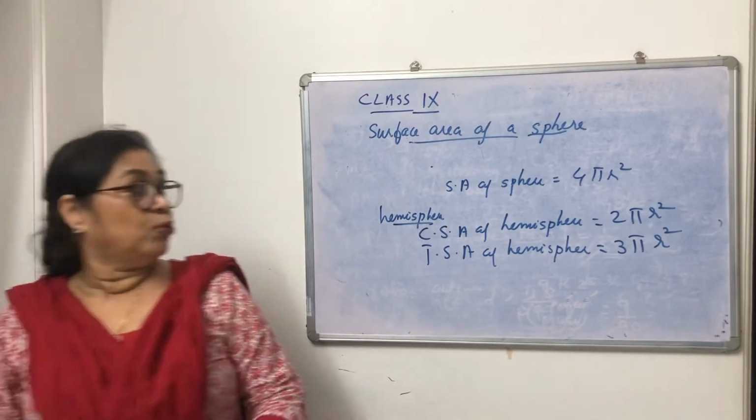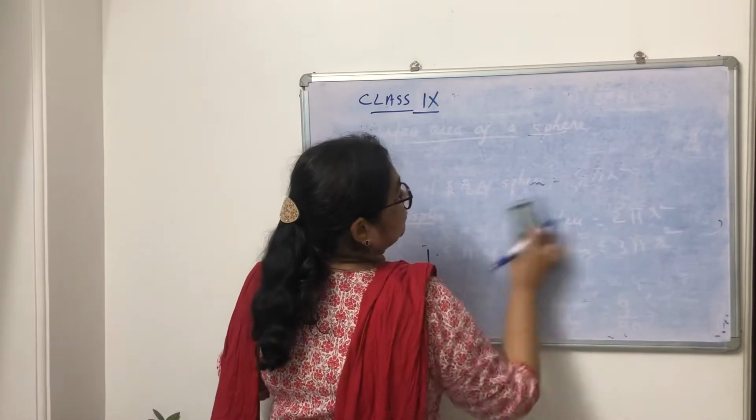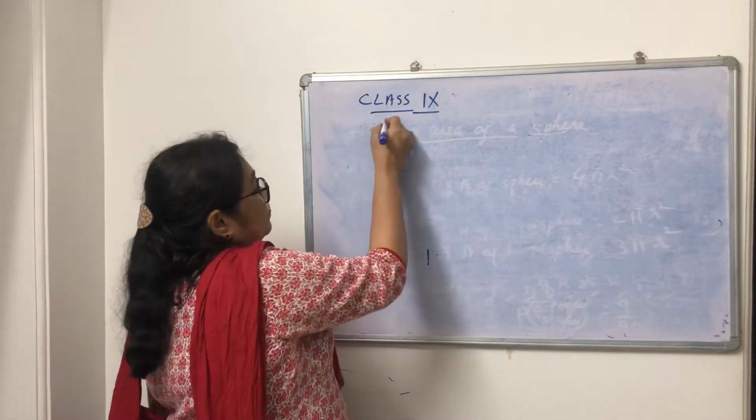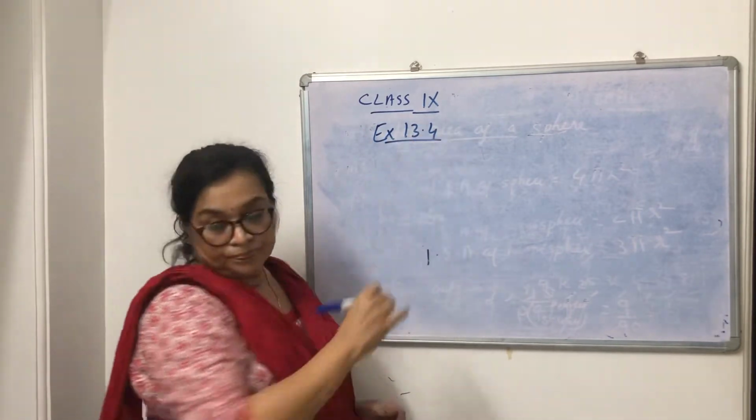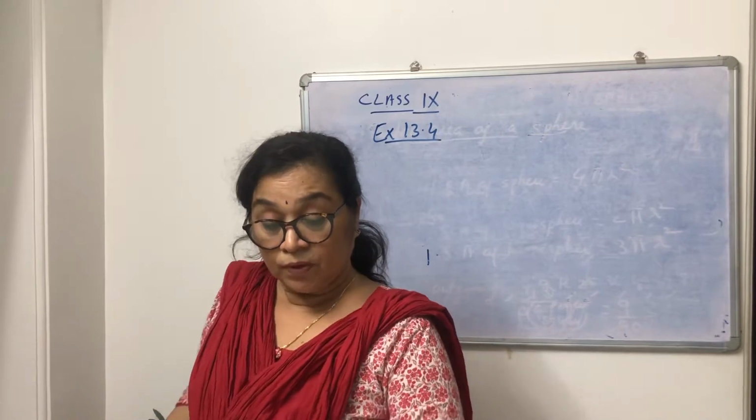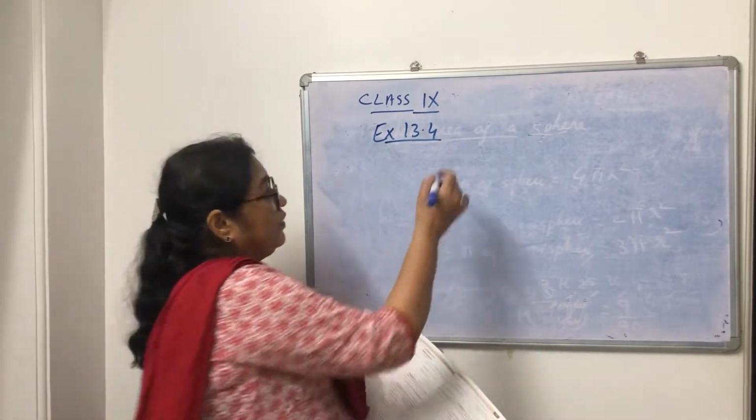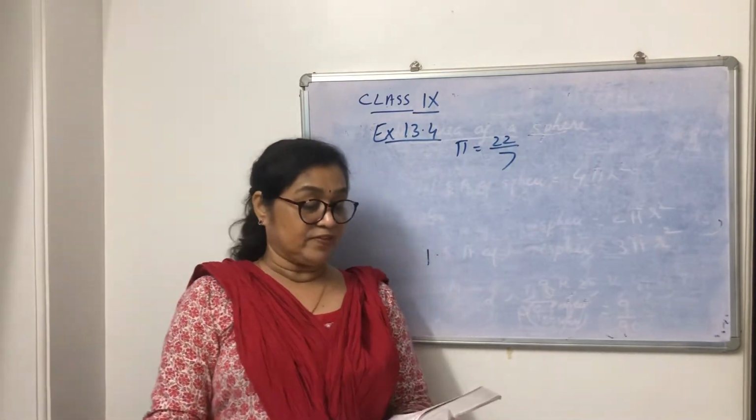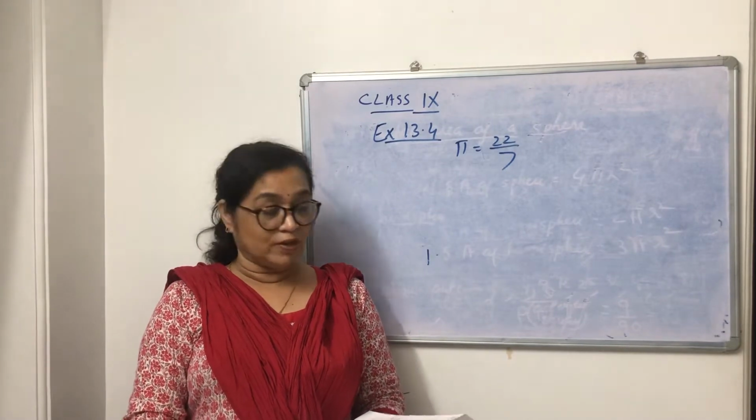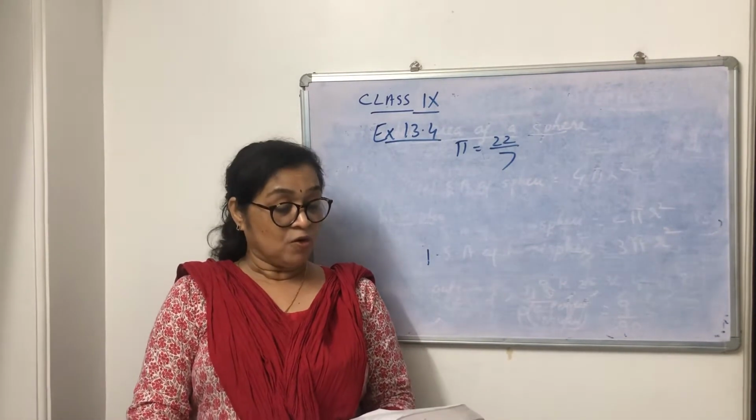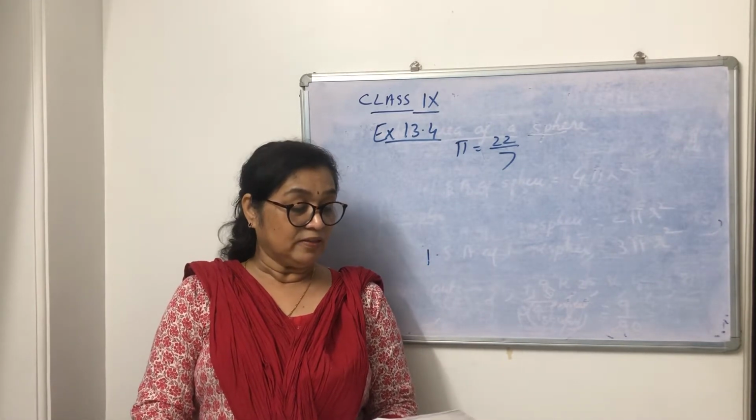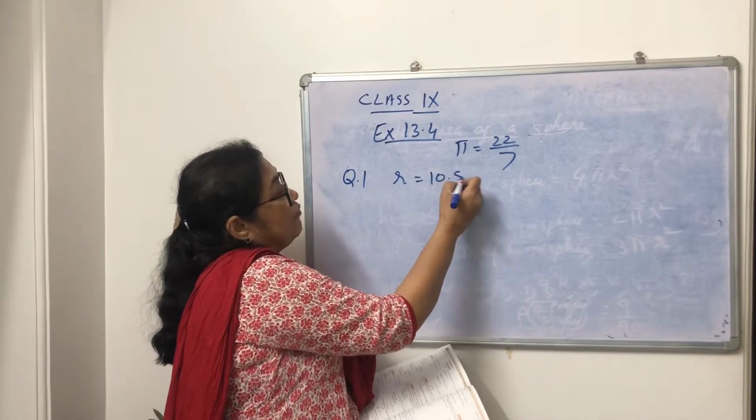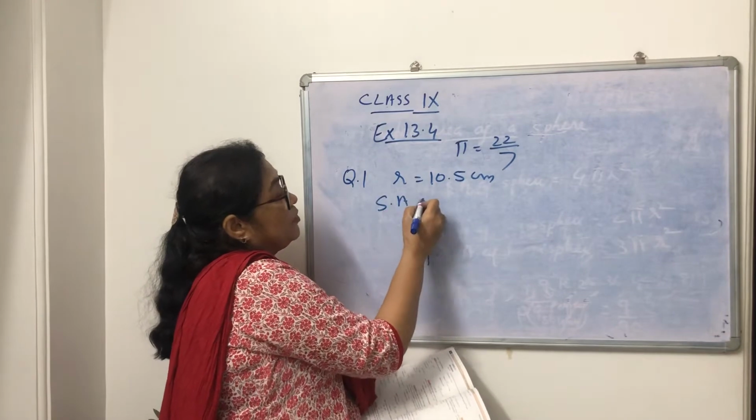Exercise 13.4. In the question it is given, you take pi as 22/7 unless stated otherwise. If it is mentioned in the question, you take the other value, otherwise you have to take 22/7. Find the surface area of a sphere of radius 10.5 centimeter.